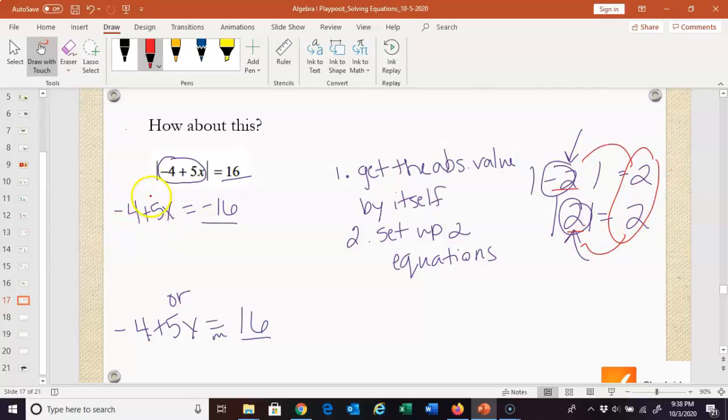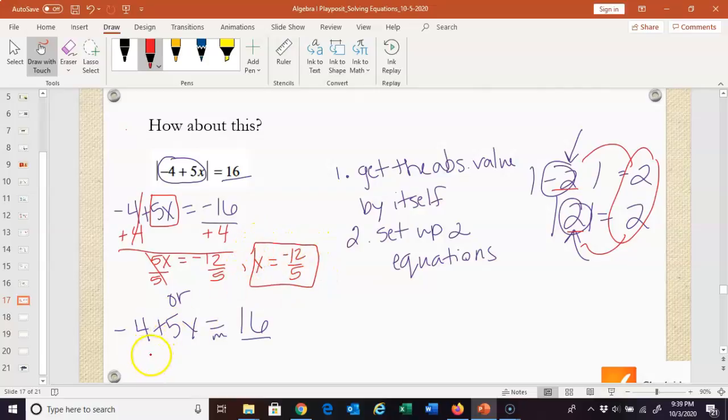So let's try this. We're going to get the x term all by itself. So instead of a -4, I'm going to add 4. And we end up with 5x equals -12. Is that right? Yep. And then we're going to divide both sides by 5. So we get a fraction. Fractions are okay. x equals -12 over 5.